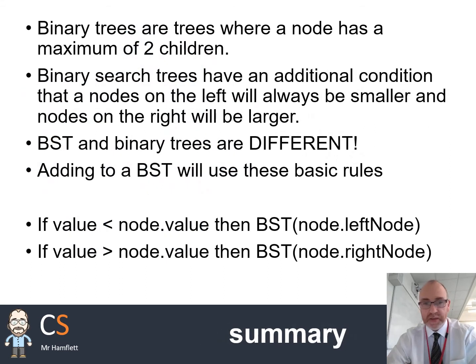So to summarize that, binary trees are trees where the node has a maximum of 2 children. Binary search trees have an additional condition that a node on the left will always be smaller. Binary search trees and binary trees are different, and you must know the difference between those two. Adding to binary search trees, use the basic rules that if the value of the node is less, then we put it onto the left node, and if the value is bigger, we put it on the right. Now, this is a good time to pause the video, check over your notes, to make sure you understand all of that, because the next stages don't make sense otherwise.